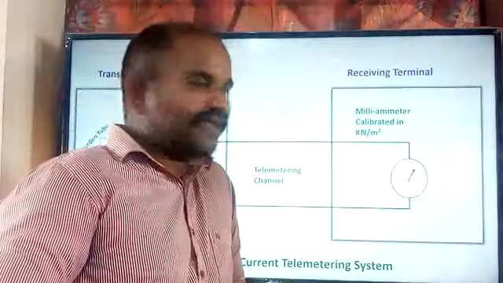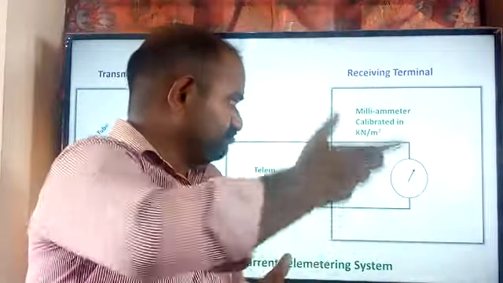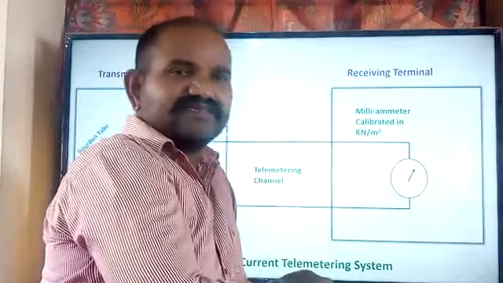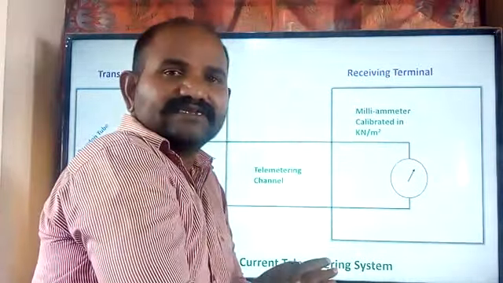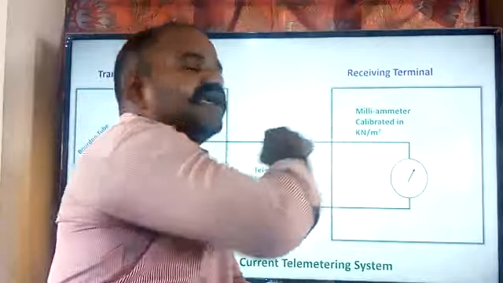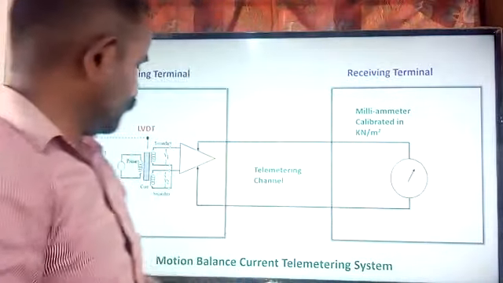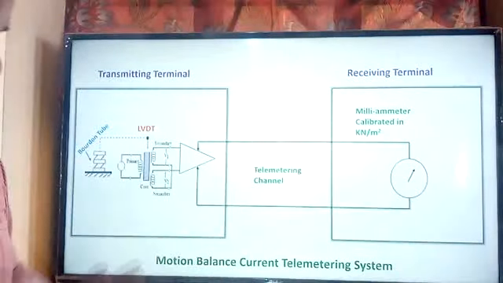At the receiving end, as I said previously, we are using the milliammeter. That milliammeter is adjusted in such a way that it shows the readings in terms of the pressure, which is kilonewton per meter square. This is a motion balance current telemetry system.